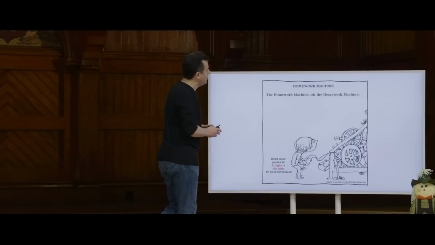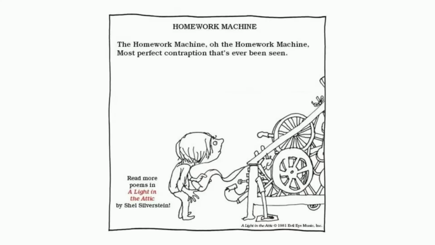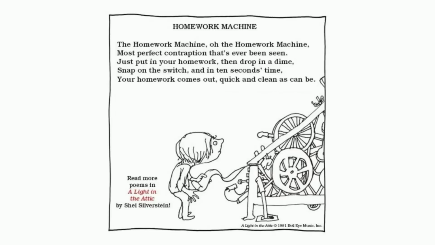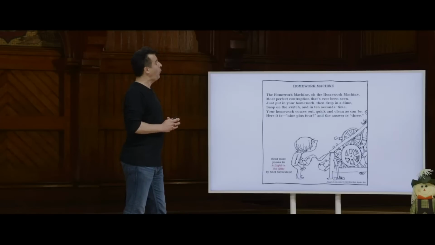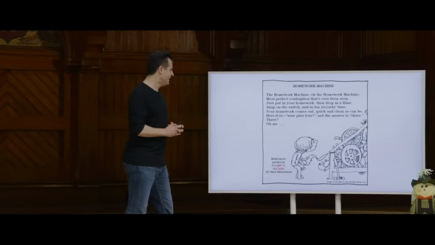The homework machine, oh, the homework machine, most perfect contraption that's ever been seen. Just put in your homework, then drop in a dime, snap on the switch, and in 10 seconds' time, your homework comes out quick and clean as can be. Here it is, 9 plus 4, and the answer is 3. 3? Oh me, I guess it's not as perfect as I thought it would be.